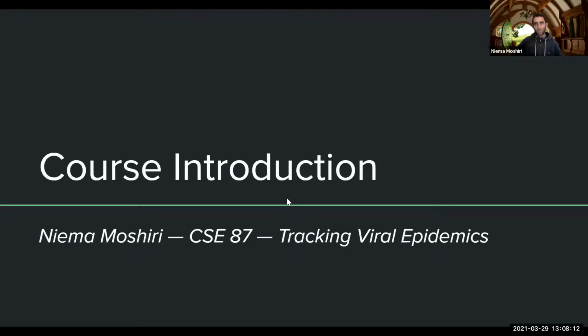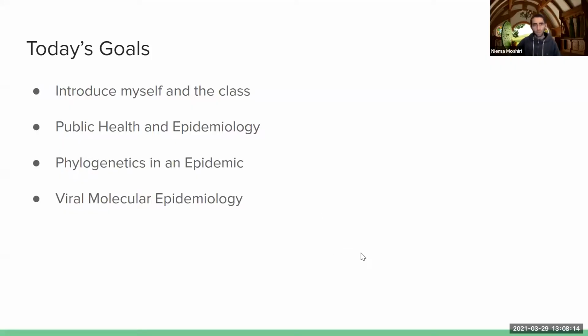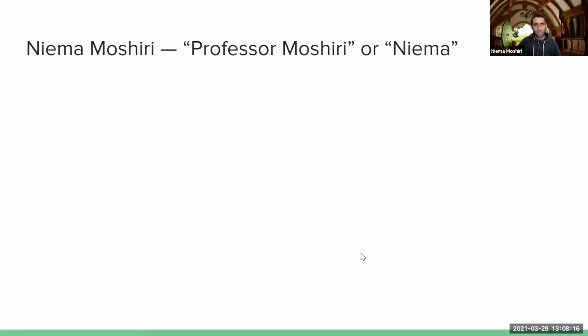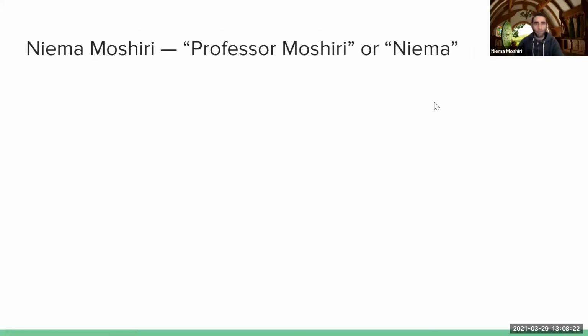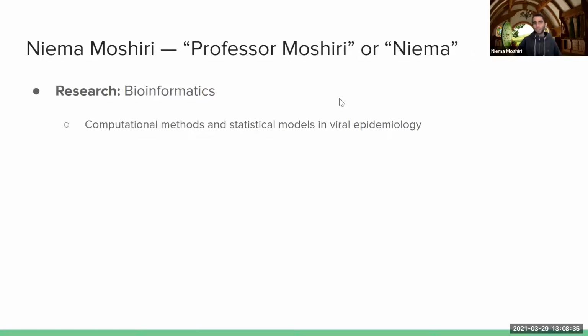First, I want to introduce myself and the class. For people that might not know me, I see some familiar names, my name is Nima Moshiri. I'm an assistant teaching professor in the computer science and engineering department. You can call me Professor Moshiri if you want, or you can just call me Nima. Anything's fine. My research area is in bioinformatics, and specifically, I focus on developing computational methods and statistical models for viral epidemiology.